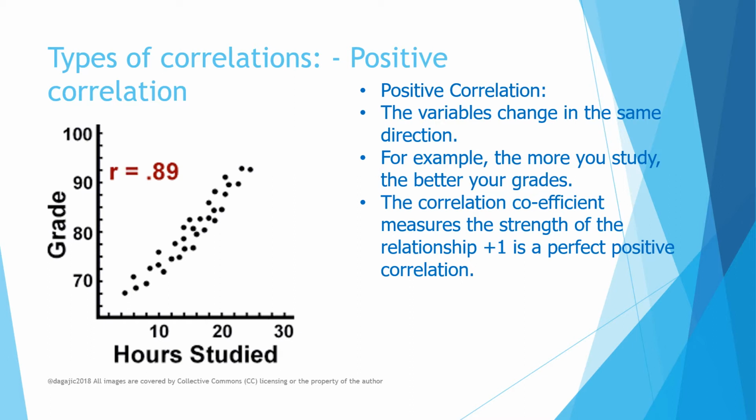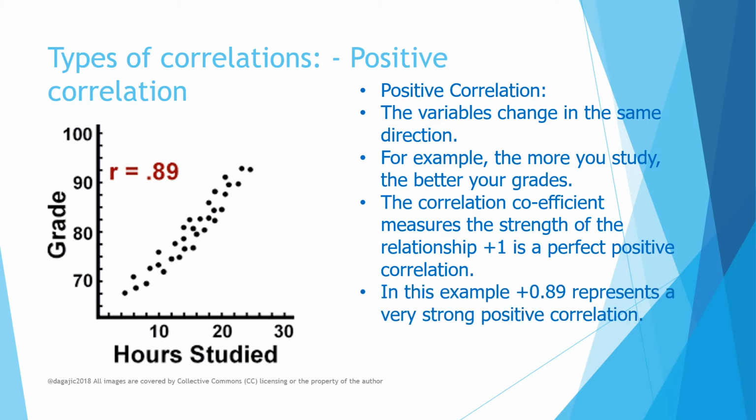So for example, +1 is a perfect positive correlation, although you're never likely to get 1 as your correlation coefficient because there's always outliers or other variables. So you can see on this example, our correlation coefficient is plus 0.89, so that represents a very strong positive correlation. The plus in this example doesn't have a numerical value, it's simply telling us that it's a positive correlation.